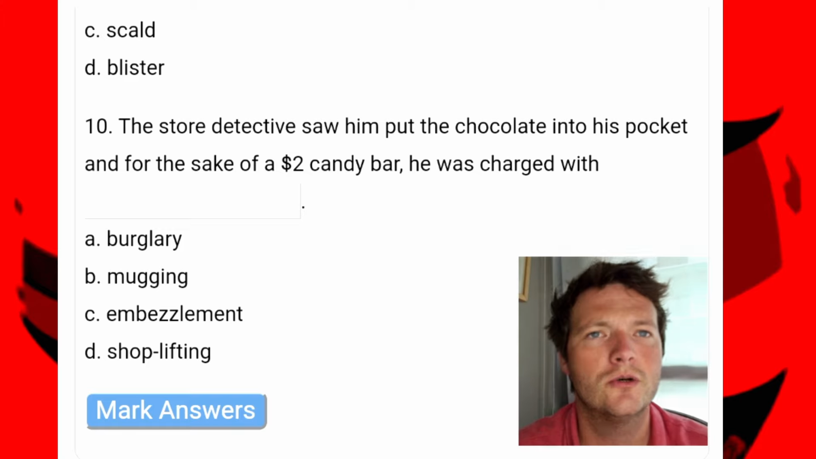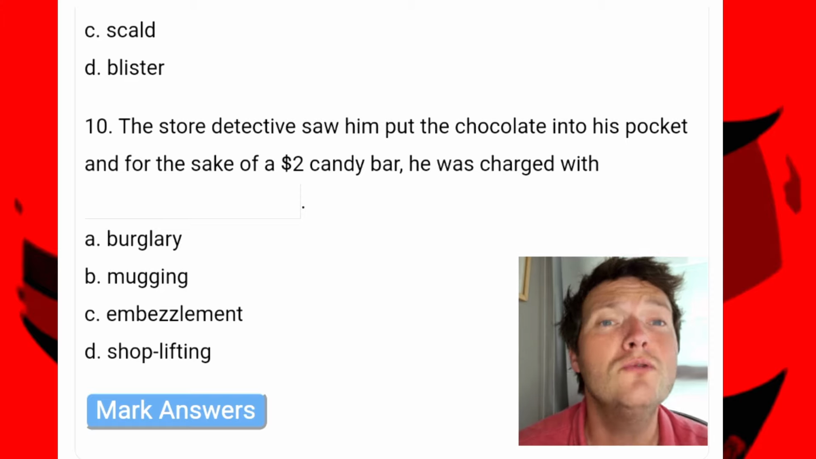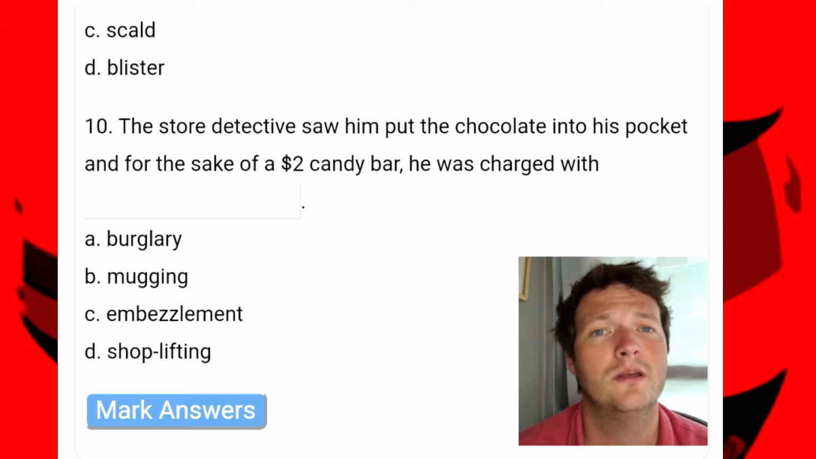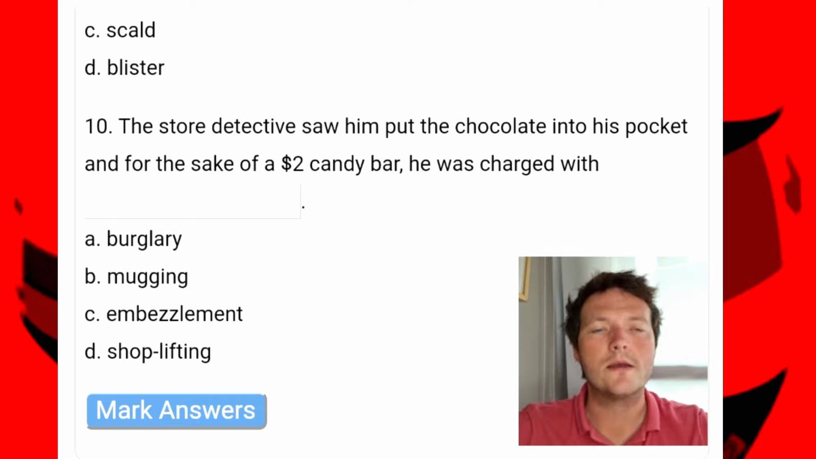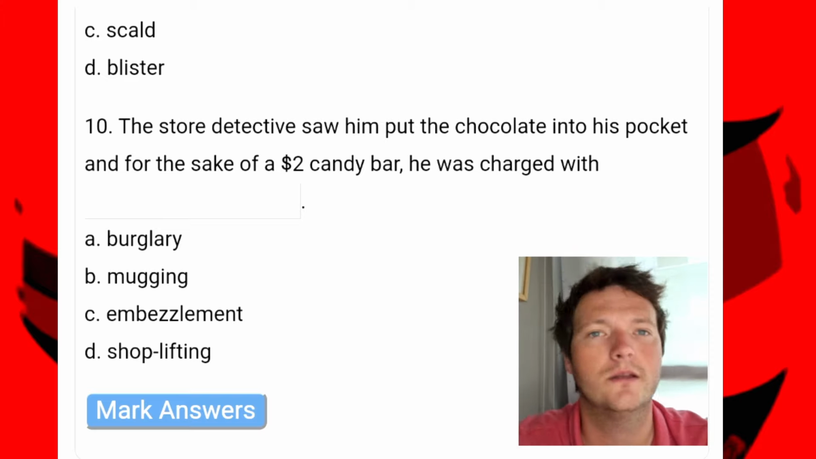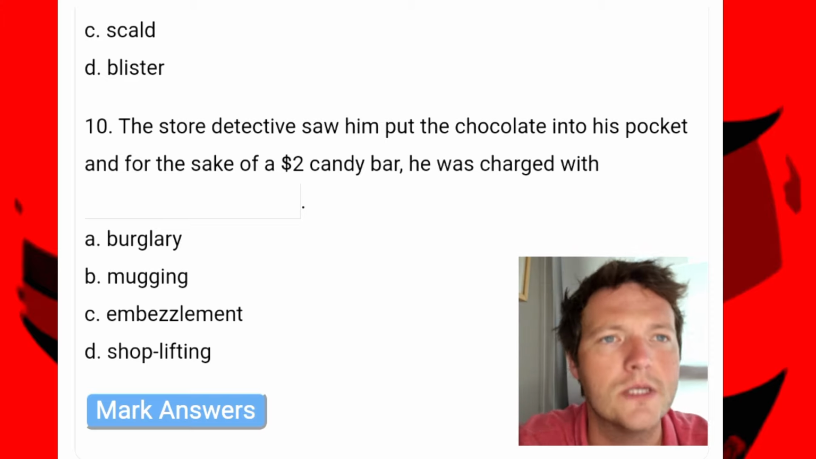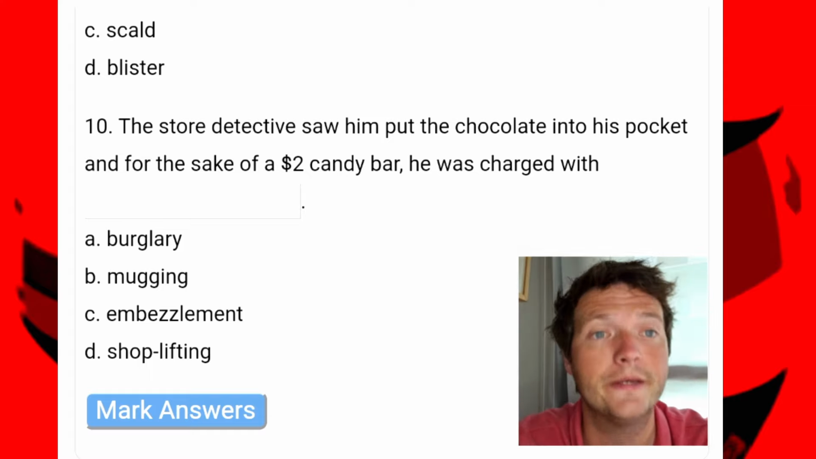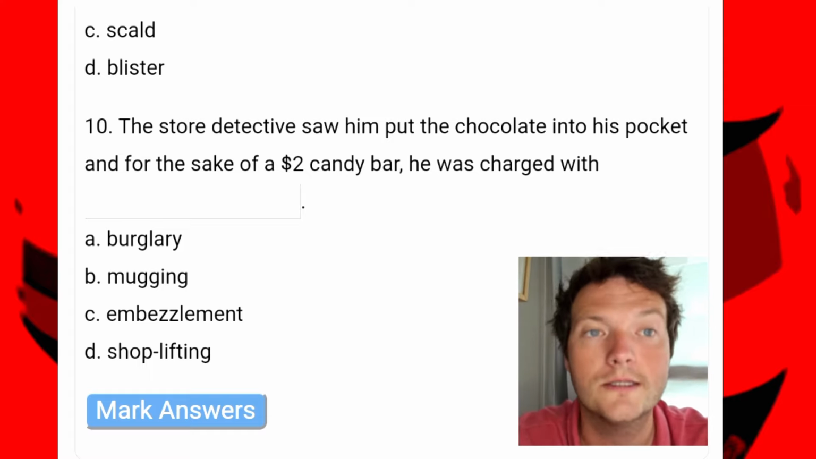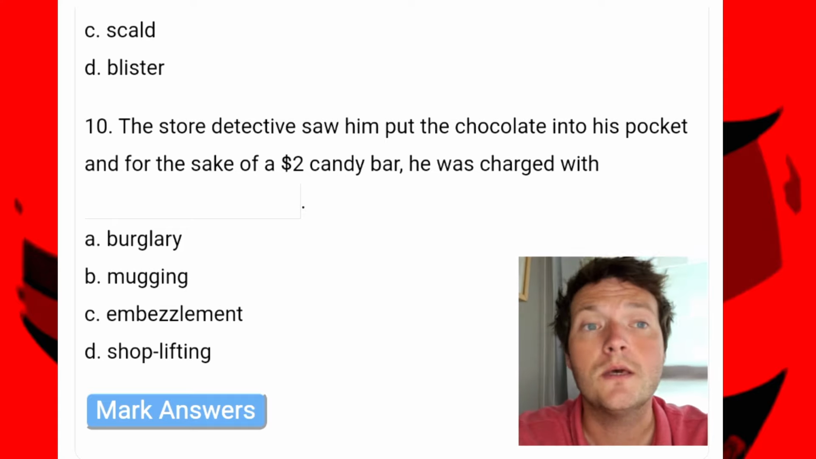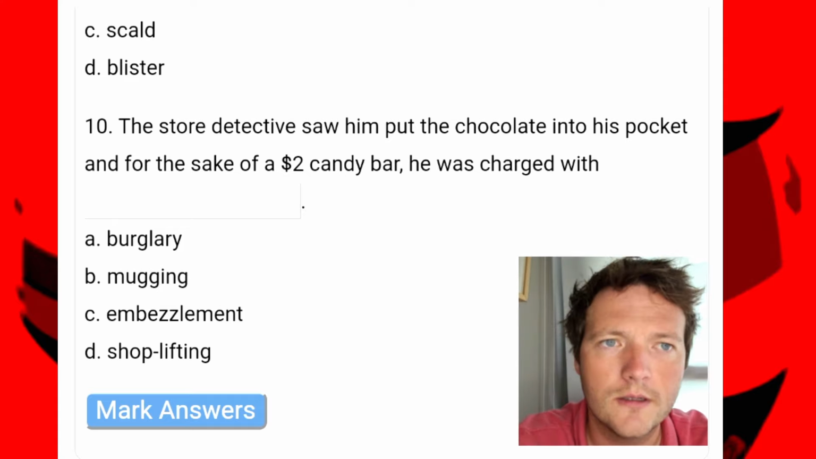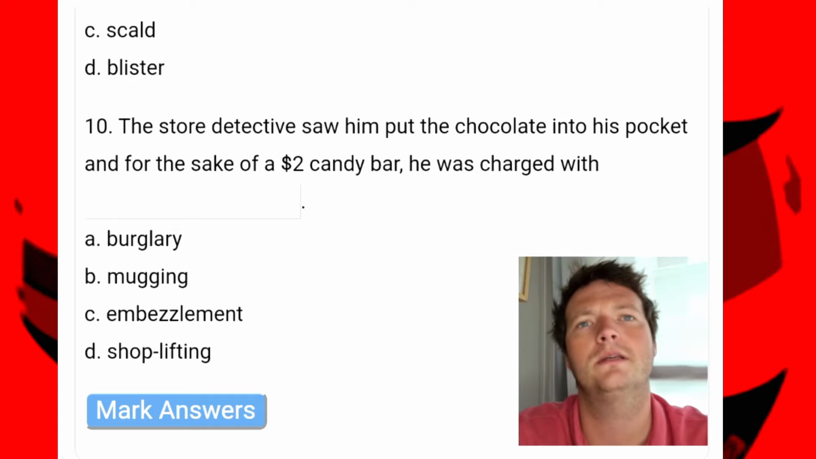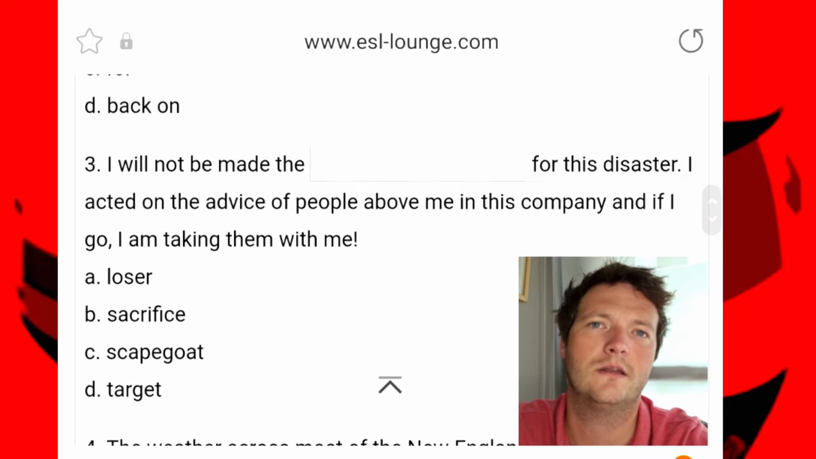Okay. The store detective saw him put the chocolate into his pocket, and for the sake of a $2 candy bar, he was charged with burglary, mugging, embezzlement, or shoplifting. Yeah, I think it has to be shoplifting. There are all different kinds of stealing. Burglary is when you enter a house. Mugging is when you attack someone in the street and take their wallet, their money, their possessions. Embezzlement is like fraud. Yeah, shoplifting, definitely.